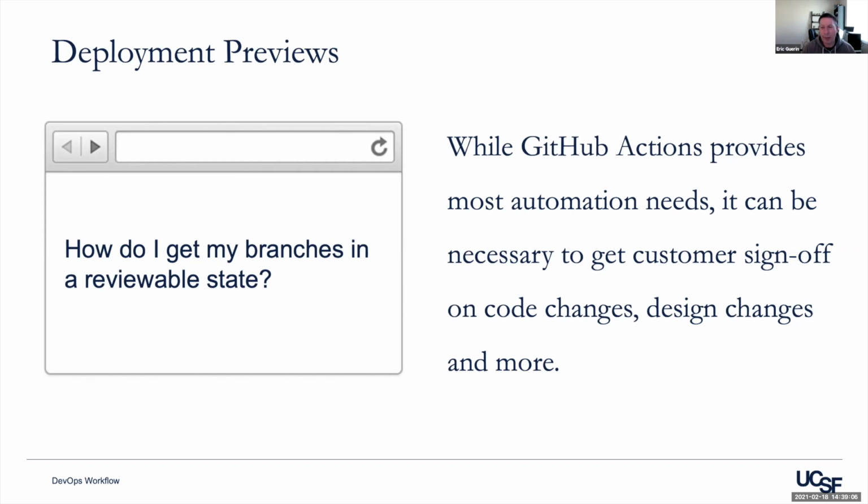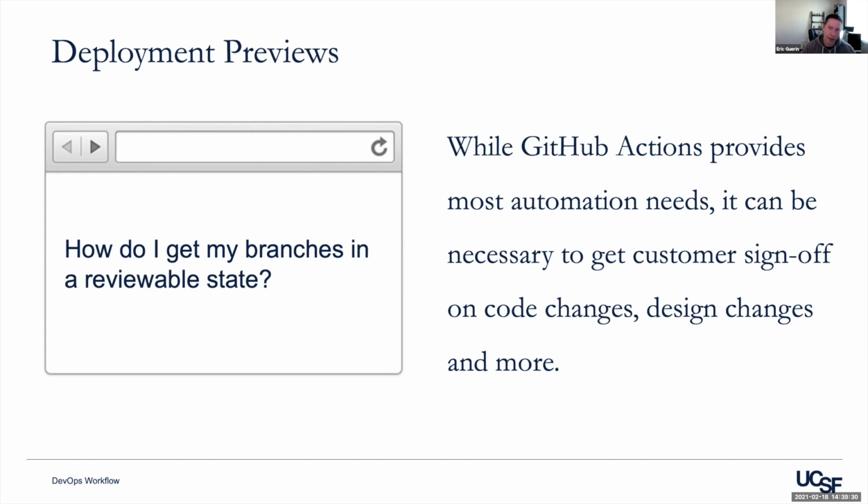So what a development preview really is for is, say you have a design change and you want to show that to the client, but the design change is in the branch that you're working on. It's not necessarily available yet in a server for them to review.